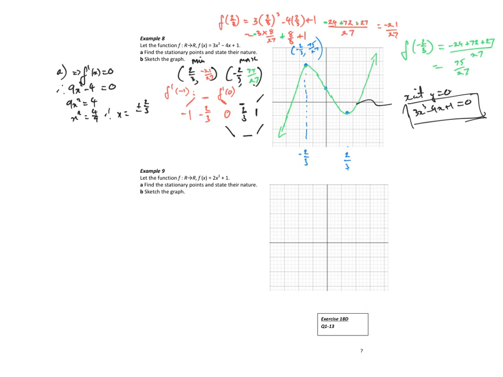We can get those values there, okay? Let's put 2/3, negative 21 on 27. All right, what about 2x cubed plus 1? I should know roughly what that looks like. Find the stationary points and state their nature.